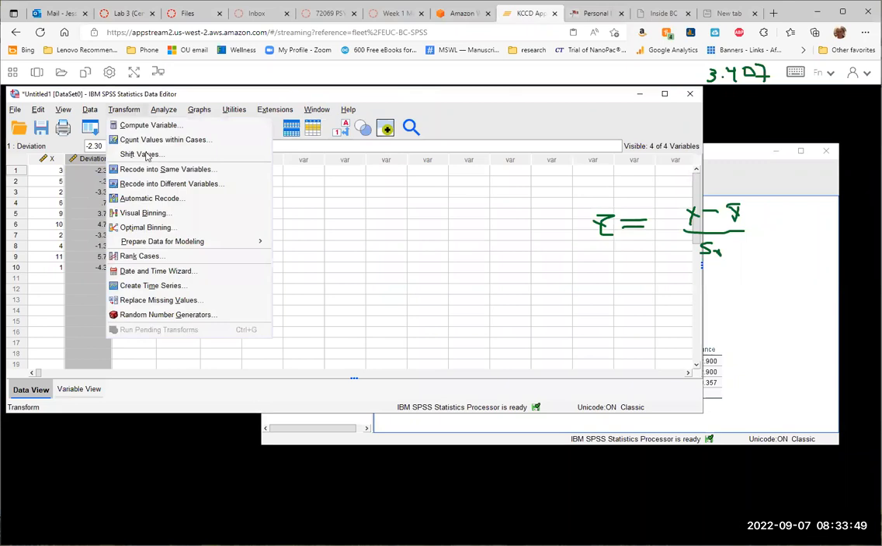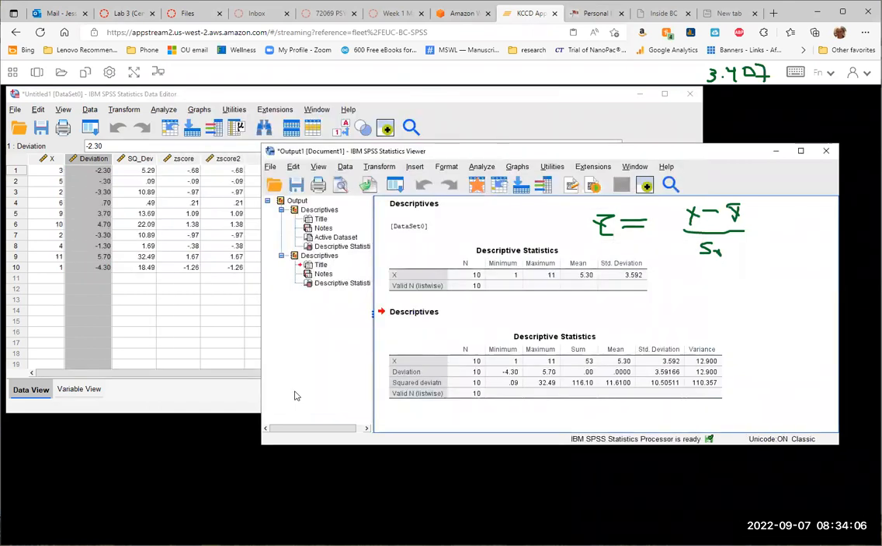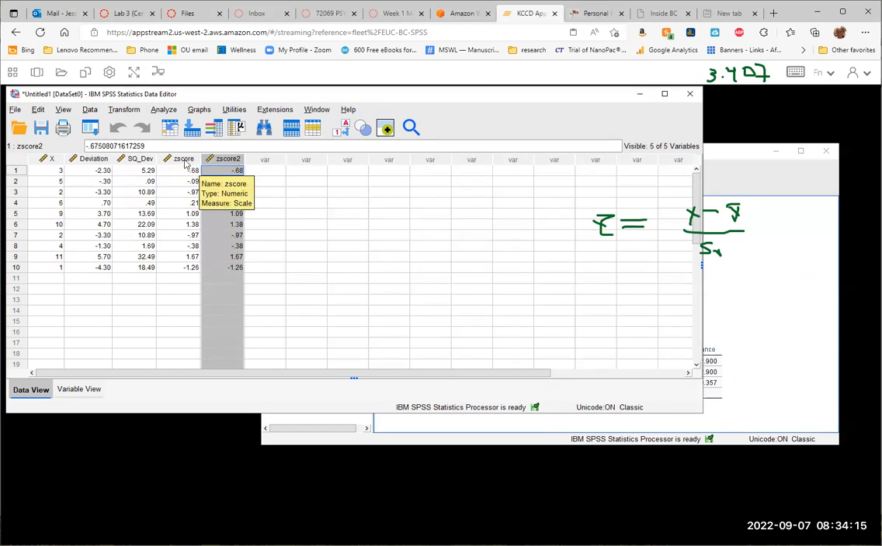So we'll calculate it the other way to make sure we did the proper thing. Transform, compute variable, we'll call it z-score 2. Get rid of this, just deviation divided by 3.407. Okay. Are they the same? Yes, they're exactly the same. So you can do it all by computing a variable without computing deviations, or you can calculate just your z-score from the deviation. You can do it either way. All right.